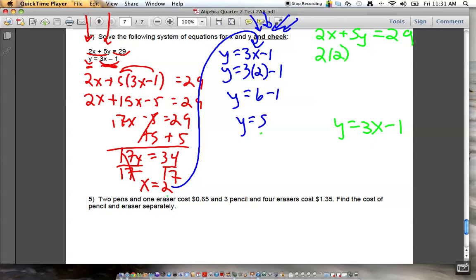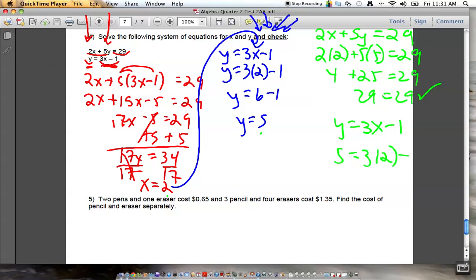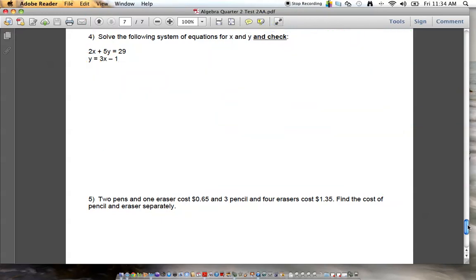So I'm going to substitute the 2 for x and the 5 for y. So 2 times 2 plus 5 times 5 is 29. 4 plus 25 is 29. 29 is 29, check. Next, 5 is 3 times 2 minus 1. 5 is 6 minus 1. 5 is 5, check. All right, so there is a substitution example, same one from the test. Clearly a skill we have to be good at.